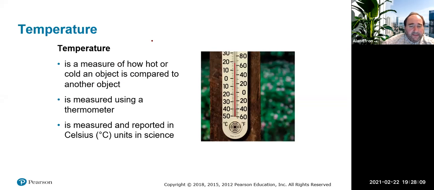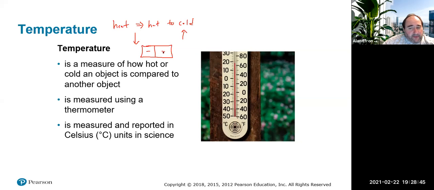So temperature really is a measure of how hot or cold an object is compared to another. Heat does transfer from hot to cold. So when we're talking about heat being transferred, it goes from hot to cold. So the one that's warmer cools down, the one that's colder warms up. If they happen to be in an insulated container, they probably will end up at the same temperature, kind of halfway between the two temperatures that they started at.